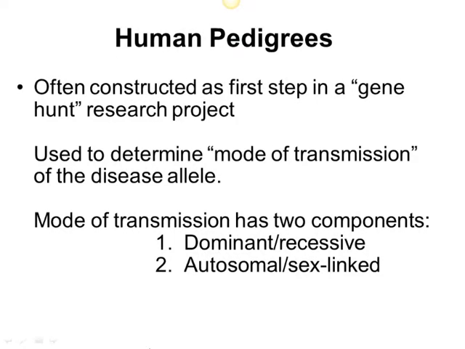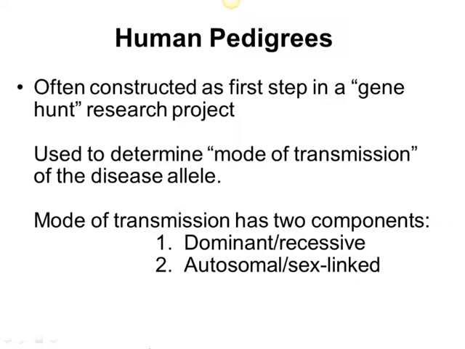So the last part of this lecture is about interpreting human pedigrees. Human pedigrees are really genetic family trees. The data is gathered and put together into a pedigree, usually as the first step in what we call a gene hunt. So if I was trying to find the gene responsible for a certain disorder, first thing would be to find some families that had several clear inherited cases of the disorder, and then I would gather information from them to put together the pedigree.